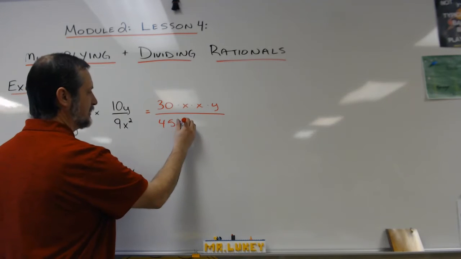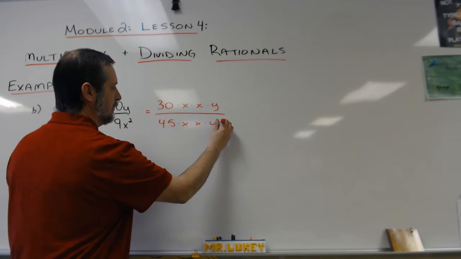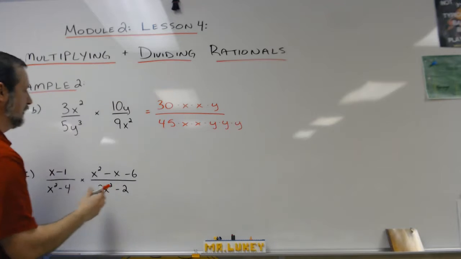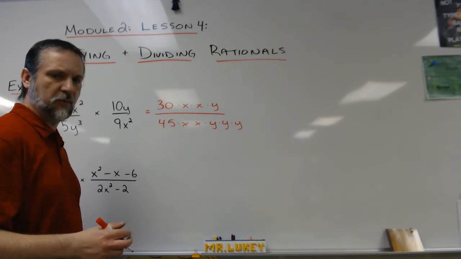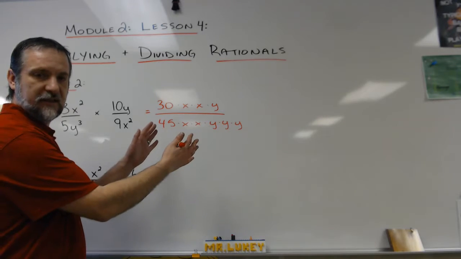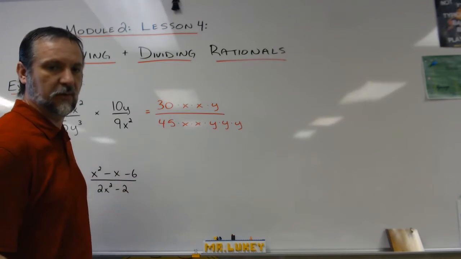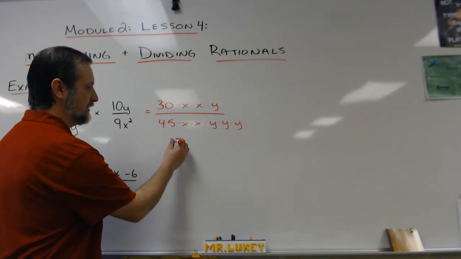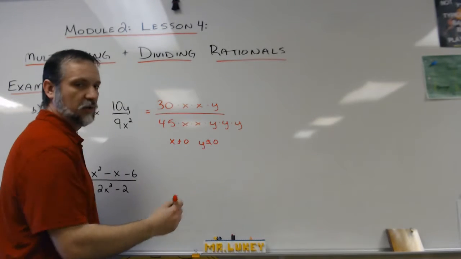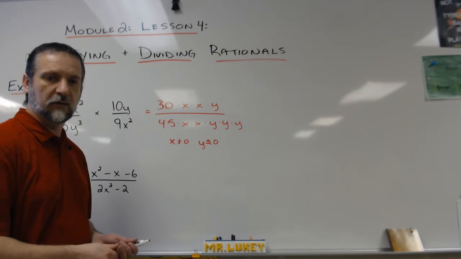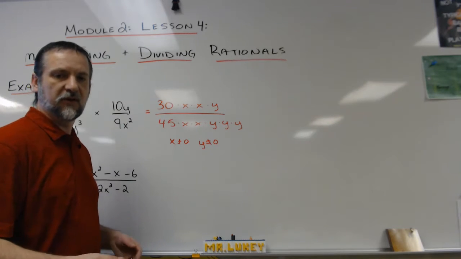Times, there's 2 x's times x times x, 3 y's times y. So they write it out the long way. Not that there's a problem with it, but again, if you can skip this step and just go, I would strongly recommend doing that. We should be able to recognize here that x cannot equal 0, y cannot equal 0. That's a pretty straightforward non-permissible value. And then we can just complete the question as normal, right?